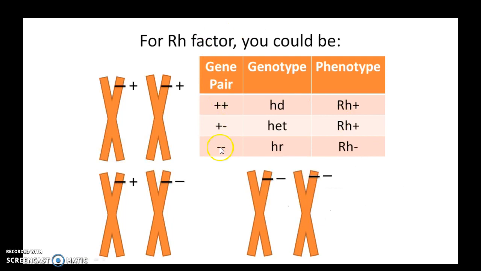So there are 3 different gene pairs here. You could be homozygous dominant, positive, positive. That would give us the phenotype of a positive blood type. You could have positive negative, which is heterozygous, which would give you a positive blood type because positive is dominant over negative. Or you could have negative negative, which is homozygous recessive, which is the only combination that will give you a negative blood type. So this is just like the very simple squares that we did on worksheet 1 and 2, except we're not using letters. Here we use symbols.